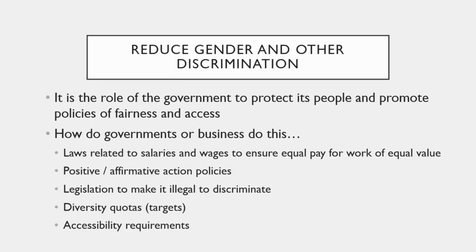Other suggestions are to reduce gender and other discrimination. It's the role of government to protect its people and promote policies of fairness. So they could do this by creating laws that require equitable pay for both genders, affirmative action policies, legislation to make it illegal to discriminate, diversity quotas, and accessibility requirements.